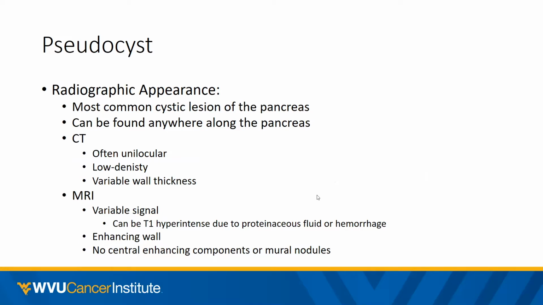By MRI, the appearance can be a little more variable, specifically with T1 weighted imaging, whereas some of these pseudocysts will appear T1 hyperintense due to either proteinaceous fluid or hemorrhagic components within the collection. Regardless, a pseudocyst should have an enhancing wall by both CT and MRI, but they should never have a central enhancing component or an enhancing mural nodule in association.